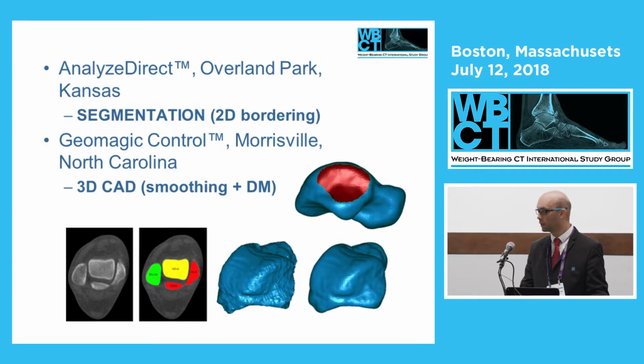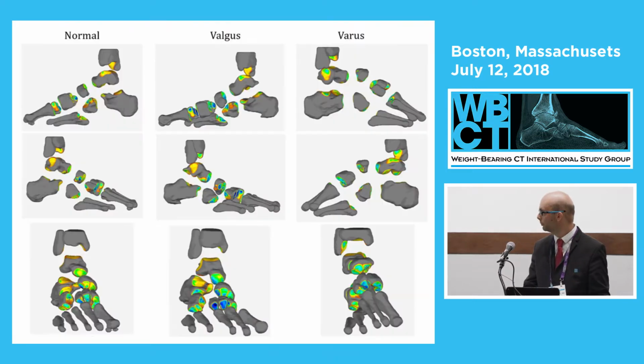So the first stage is to segment the bone. This has to be done manually. For each slice, the outline is drawn by the investigator, and then the computer adds up all the slices, and it gives us the volume. Then the volume is smoothed out.